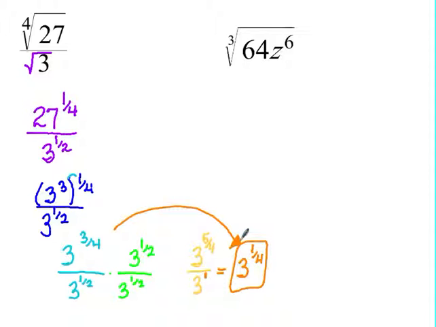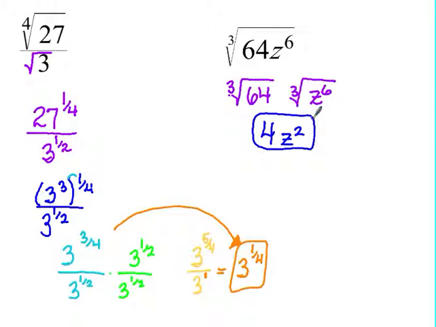So let's go ahead and look at this next one. What I'm going to do is break this down into 2 parts. We've looked at this before. Can somebody tell me what I'm going to get from the cube root of 64? 4. Then what am I going to get? Nice job. That's it. An easy one.